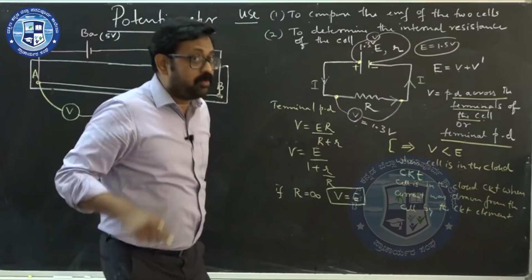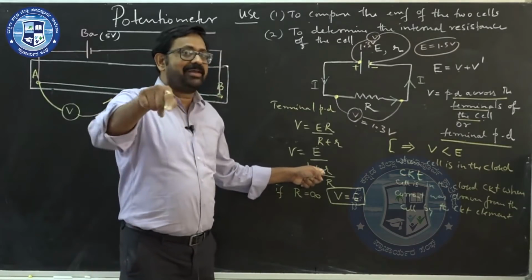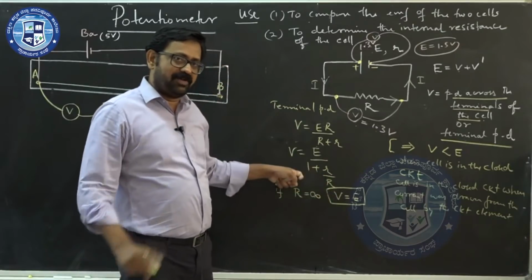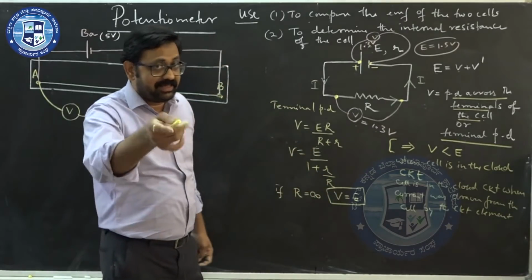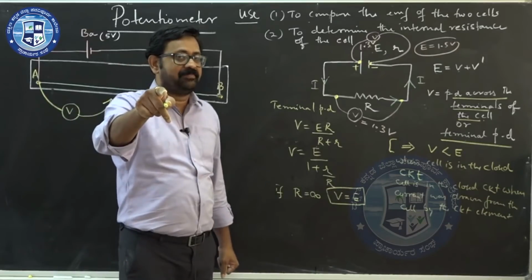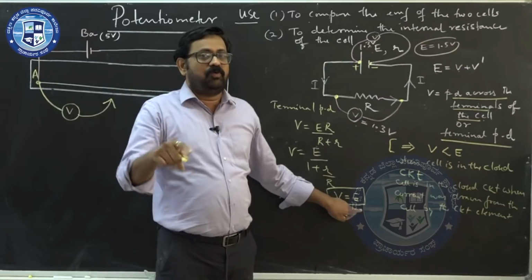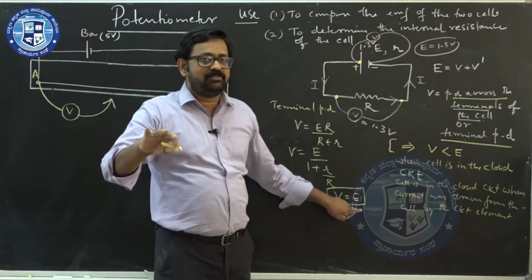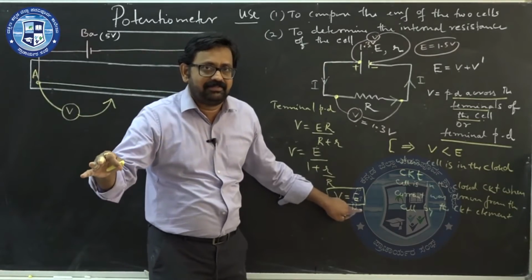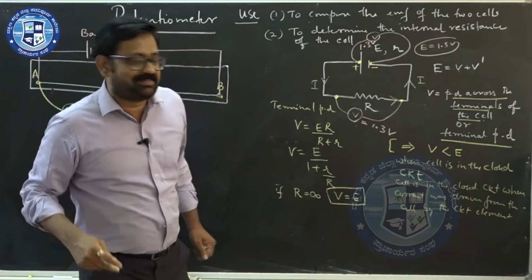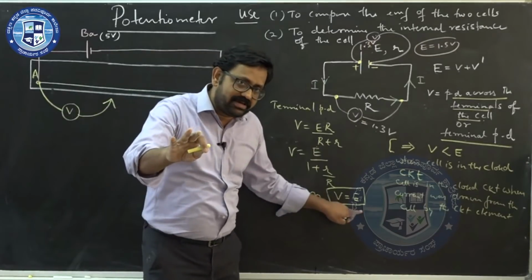Of course, you may know one more case. If small r is equal to 0, 0 by something will be 0, 0 plus 1 will be 1, E by 1 will be E. That time also V is equal to E. Means V will be equal to E when small r is 0. That is okay as far as problems are concerned. When you have a cell of negligible internal resistance, V will be equal to E.